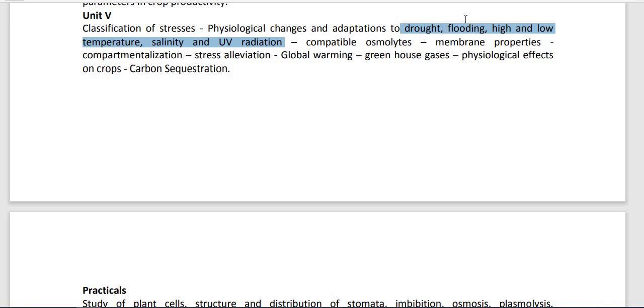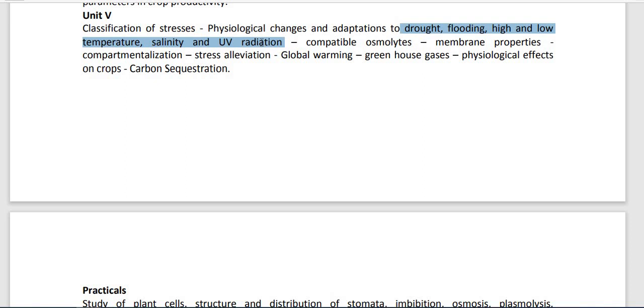Then for flooding, aerenchyma formation occurs by causing the death of tissues. For high and low temperature, you can see some of the photosystems are affected due to the high and low temperature stress. So for each and every stress, you have to know its physiological change, what is the effect of stress at the whole plant level, physiological level, biochemical level, and also at the yield level, and what adaptation strategies are involved to manage these stress conditions.